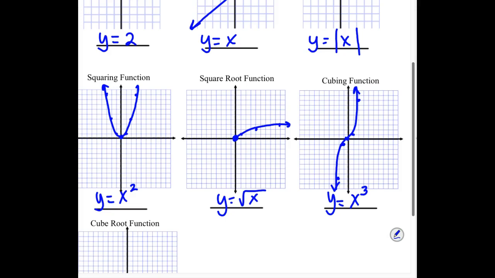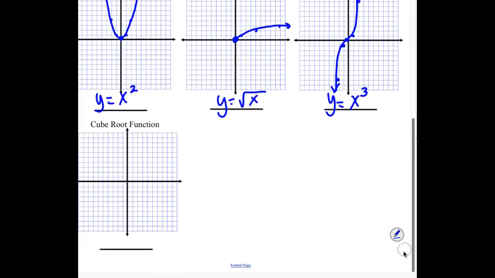And our last one, cube root. All right, so let's cube root some numbers. The cube root of 0 is still 0. The cube root of 1 is 1. The cube root of 8 would be 2. Cube root of negative 8 would be negative 2. Cube root of negative 1 is negative 1. So we still get this twist, but it's a sideways twist.